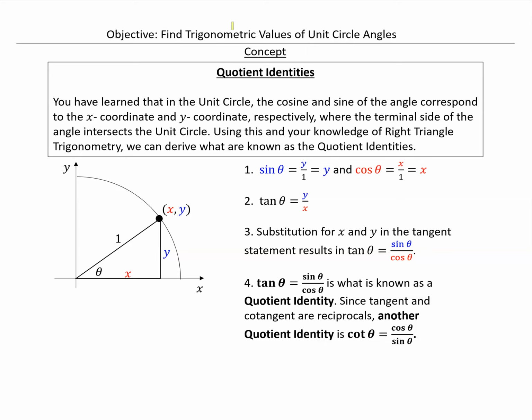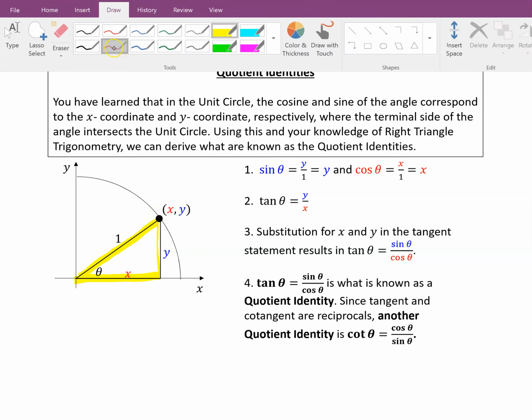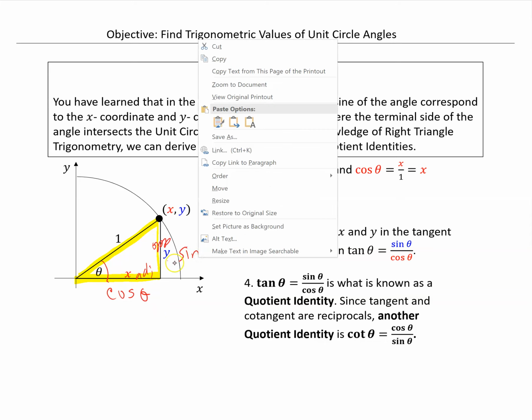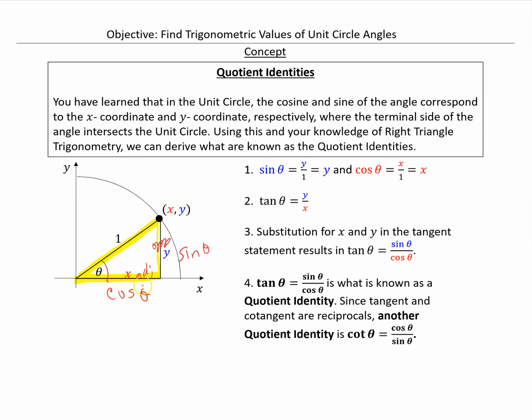So the idea here is that we have this right triangle inside our unit circle. We can see it's the unit circle because the hypotenuse of the right triangle is 1. That's the radius of the unit circle. And we know that x is the cosine of angle theta and y is the sine of angle theta. We also know that tangent of an angle, here angle theta, is opposite over adjacent.